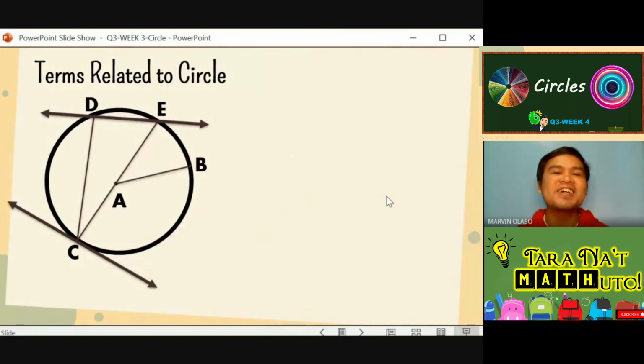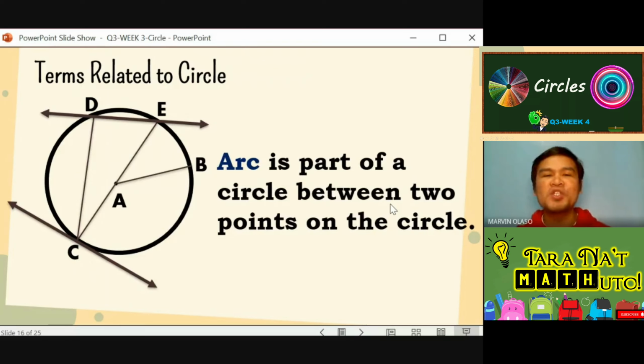The next term, ano kaya ang ating term? The next term is called the arc. Ayan, from the word itself, siguro naman familiar na sa inyo ang word na arc or sa Tagalog yan yung arco. Well, arc is part of a circle between 2 points on the circle. Ayan, obviously, it is a curved line found on the circle.